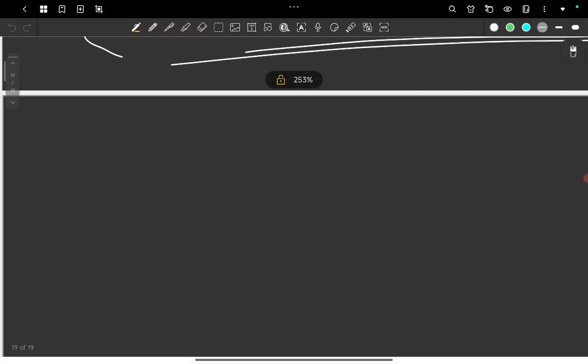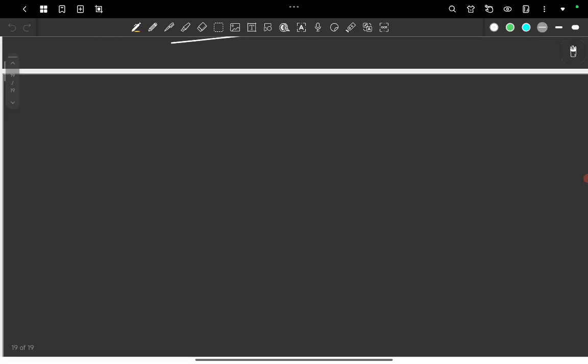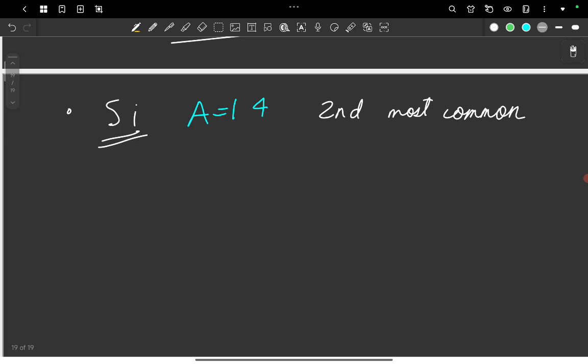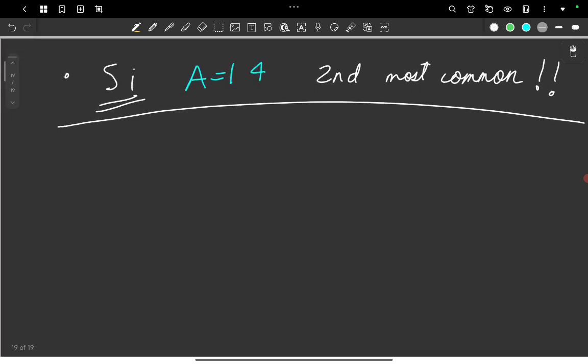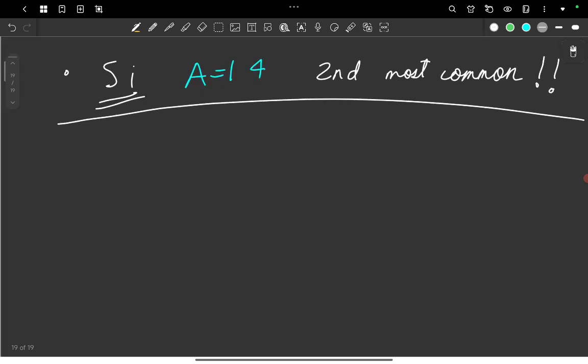Now let's learn about silicon. First of all, silicon is atomic number 14, and it is the second most common element. Around 27% of the crust exists in the form of silicon compounds like silicates and so on. And it is the second most common element only after oxygen. That's all the NCERT mentions for some reason.